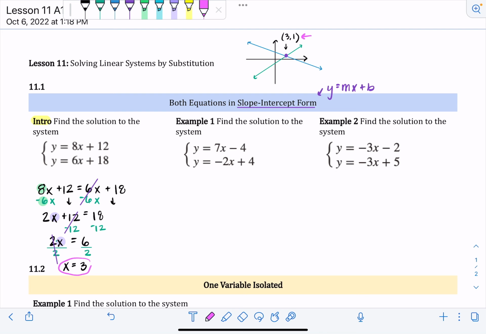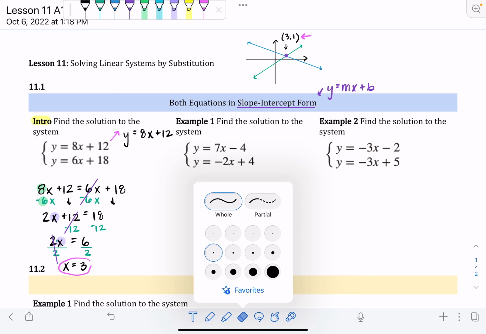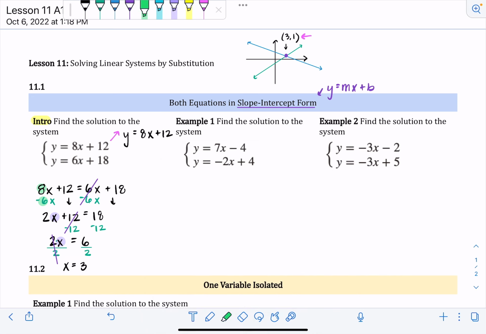I'm going to pick the first one. So I'm just going to rewrite it up here. y equals 8x plus 12. But I just figured out that for this system, x is equal to 3, so I'm going to put that 3 right there in for x, and that will allow me to solve for y. So it'd be y equals 8 times 3 plus 12.